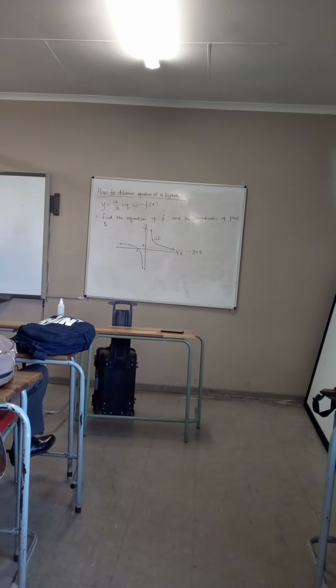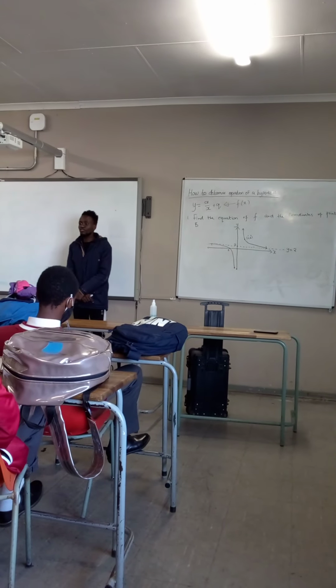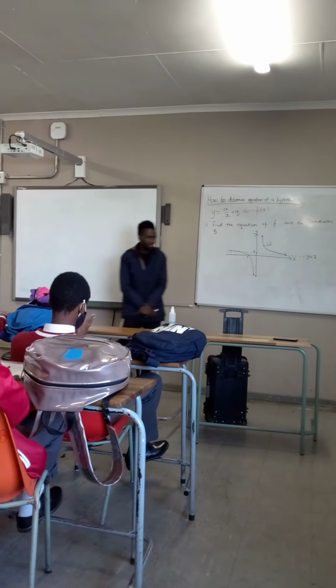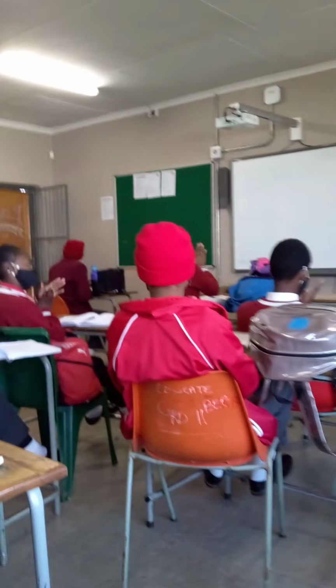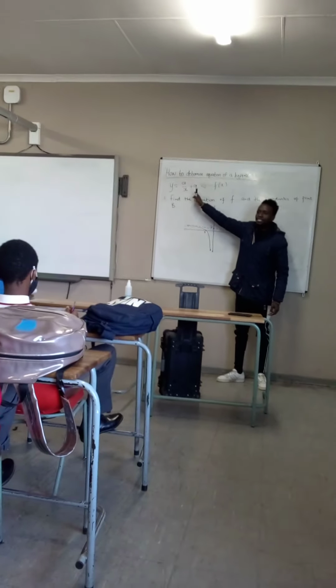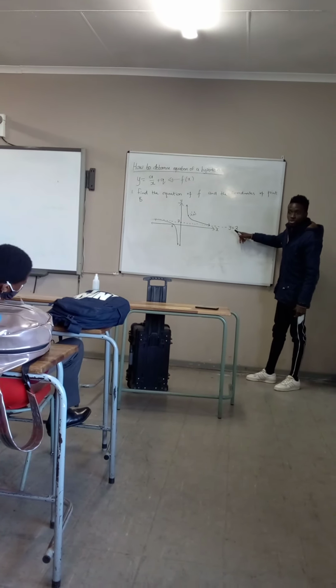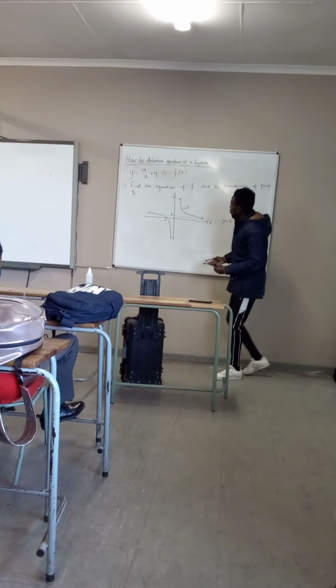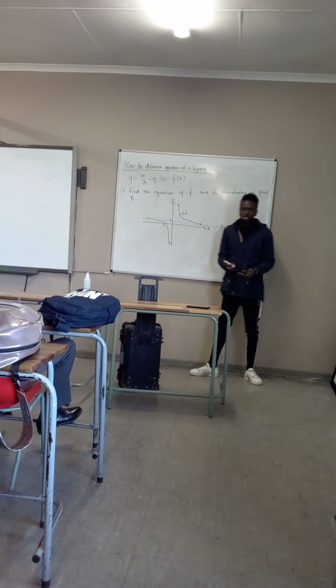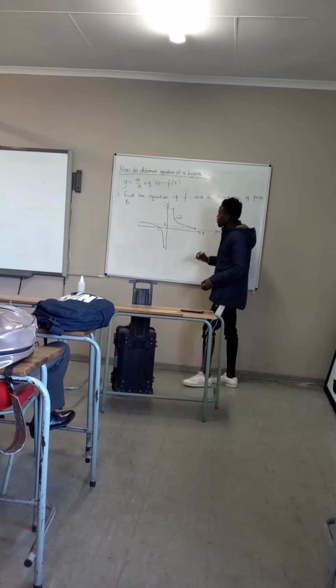Why am I saying 2? Because this represents the horizontal asymptote, which is the y asymptote, which is this 2. So that means where we see q, we are going to substitute 2. Now let us go and substitute.